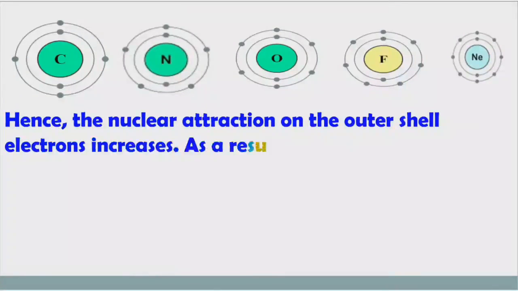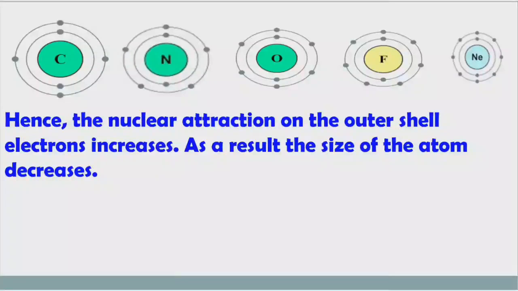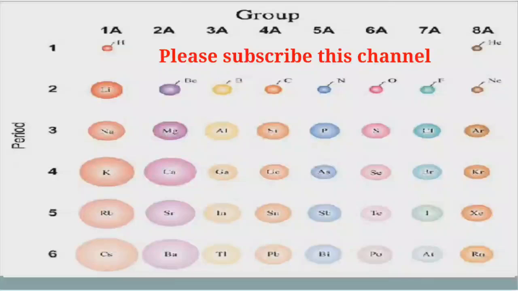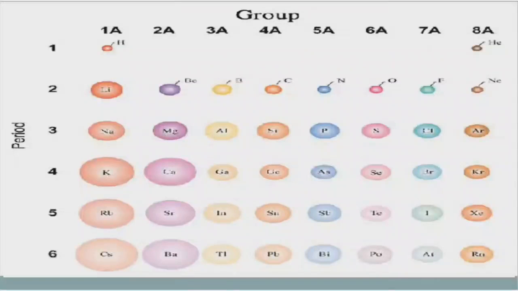Hence the nuclear attraction on the outer cell electrons increases. In a period from left to right, nuclear attraction on the outer cell electrons increases. As a result, the size of the atom decreases. In a period from left to right, atomic radius decreases. Here we can see in a period from left to right, atomic radius decreases, and in a group from top to bottom, atomic radius increases.